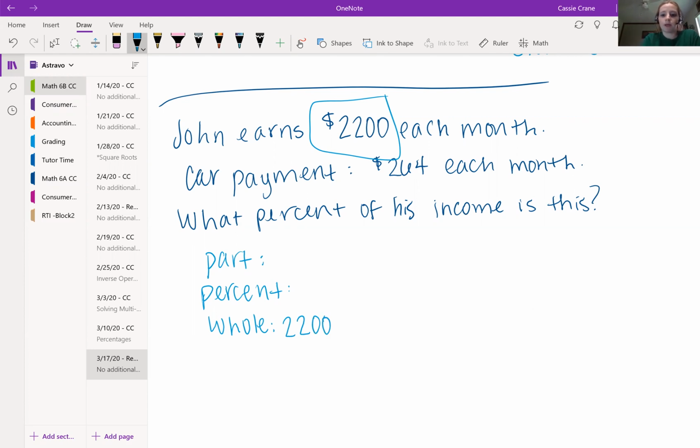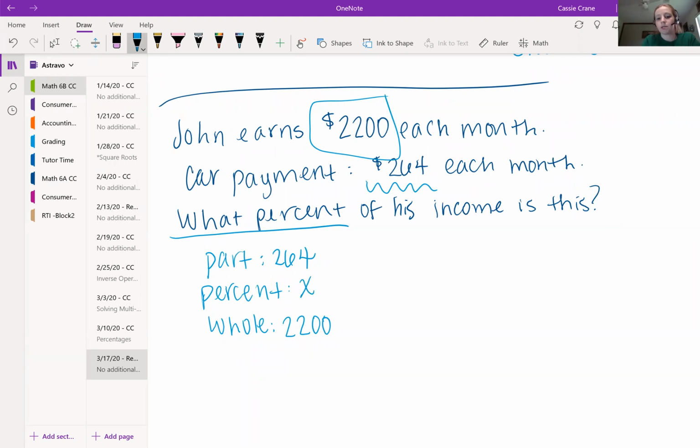His car payment is $264 each month. So out of his income, he has to pay that much each month for his car payment. Since this is a dollar amount and it's part of his income, that makes it our part, not our percent, right? So $264 is our part. And our question says, what percent of his income is this? So this time we need to solve to find the percent.